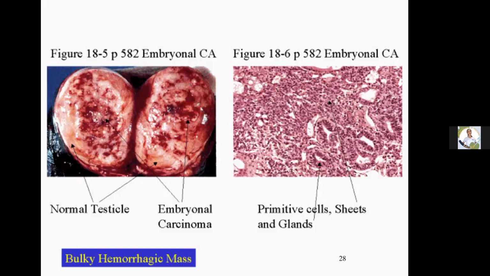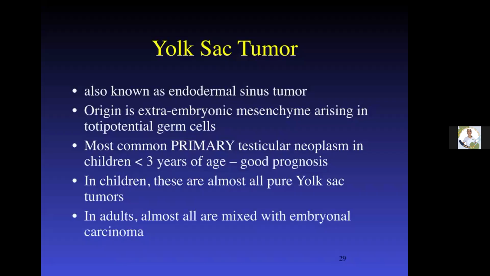Let's go now to your yolk sac tumor. It is also known as an endodermal sinus tumor. The origin is extra-embryonic mesenchyme arising in totipotential germ cells. This is the most common primary testicular neoplasm in children less than 3 years of age, and it has a good prognosis. In children, these are almost all pure yolk sac tumors. In adults, almost all are mixed with embryonal carcinoma.